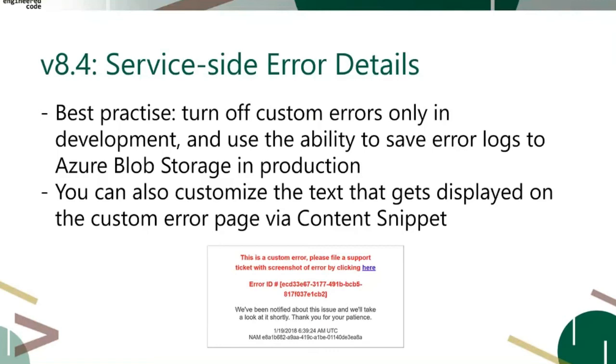One other small feature that was added as well, and you'll see there at the bottom of the screen, is the custom error page that used to show the generic one that you can now turn off. They have offered a little bit of customizability there. You have the ability to customize the text that shows up there at the top with content snippets. So you can see where it says, this is a custom error, please file a support ticket with a screenshot of the error by clicking here. That's a custom snippet that you can edit on the CRM.